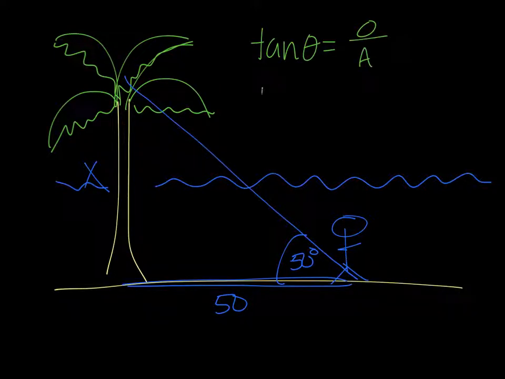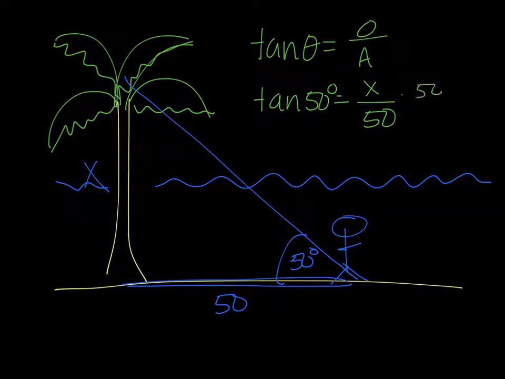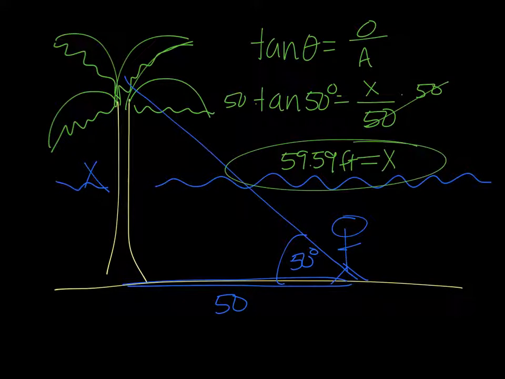So then we fill in what we know. Tangent of 50 degrees equals the opposite side x over the adjacent side 50, and now it's just a matter of finding that. So we find tangent of 50 degrees, and we take that times the 50, because we're going to multiply both sides by 50, so those cancel out. And so then x equals 59.59. And do we say feet? Did we say we were 50 feet away? Okay, so that would be the height of the palm tree, in feet.